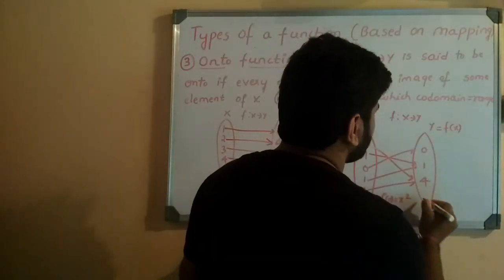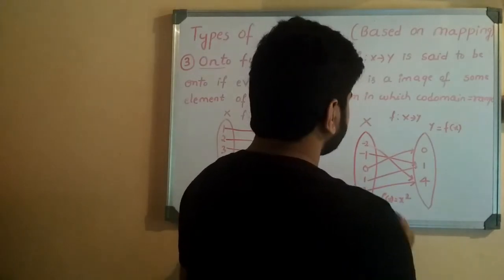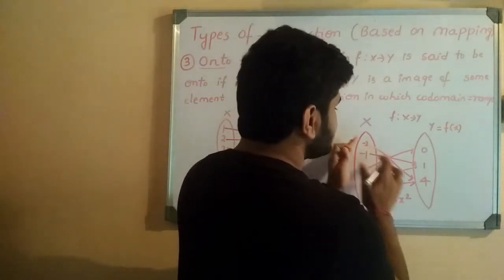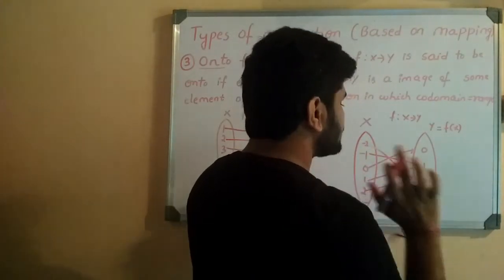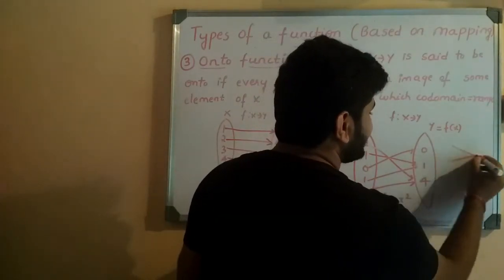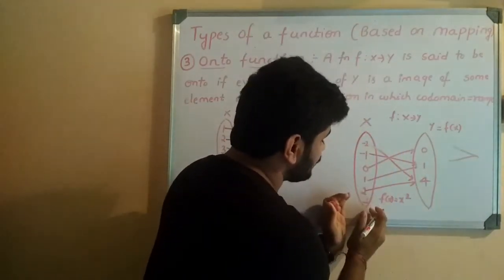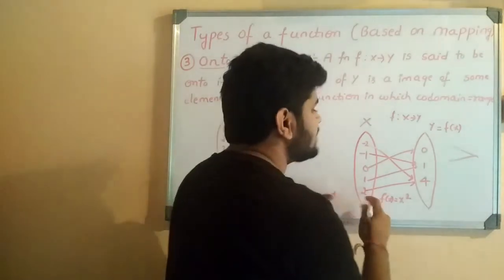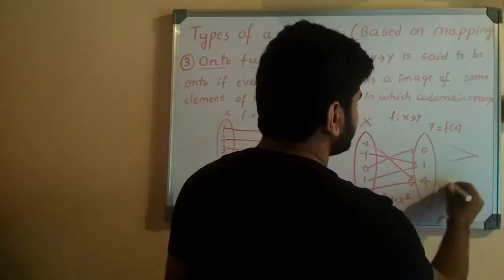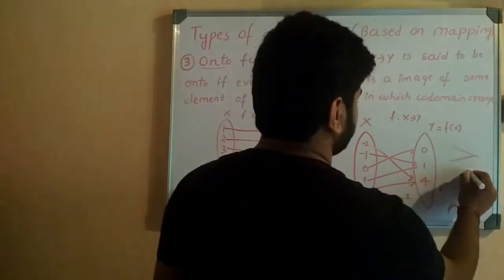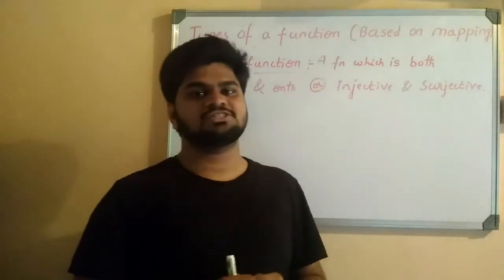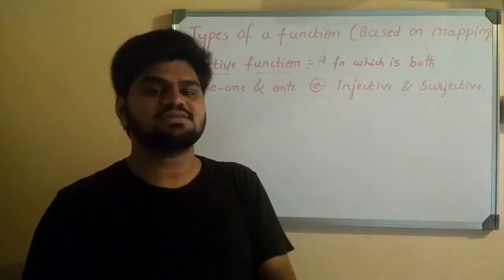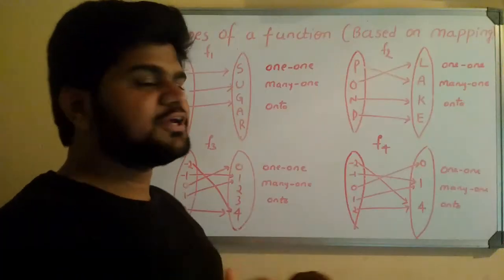Why? Because every element of y is included in the mapping. So if you take 3 here, then also it is an onto function. It is in many to one pattern. So keep in mind, this is in many to one pattern, but this is not a many to one function. Why? Because every element of x, or every element of domain, is not involved in the mapping. So this is an onto function, but not a many to one function. So the bijective function is a function which is both one-one and onto, or both injective and surjective, then it is a bijective function.